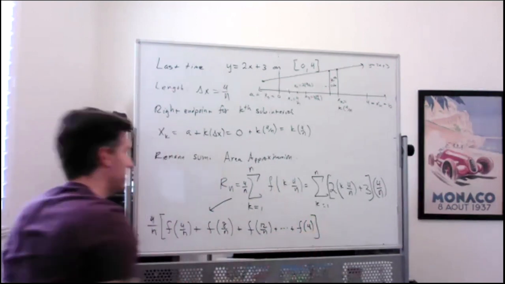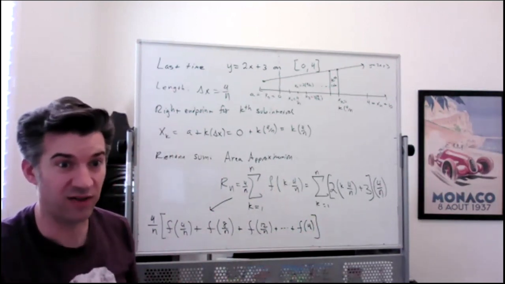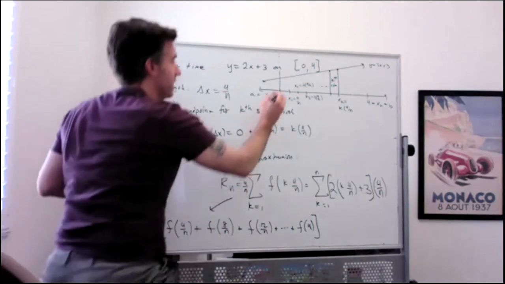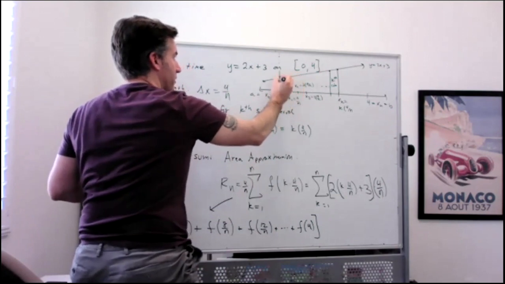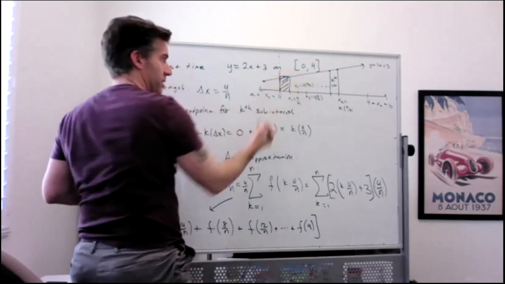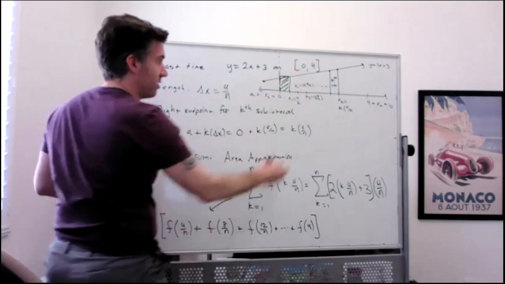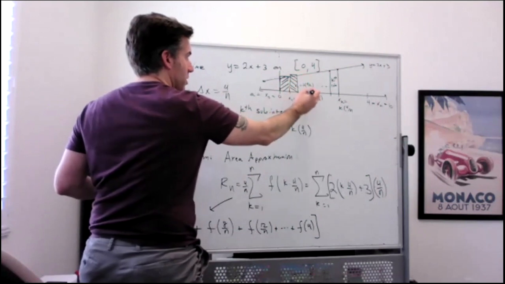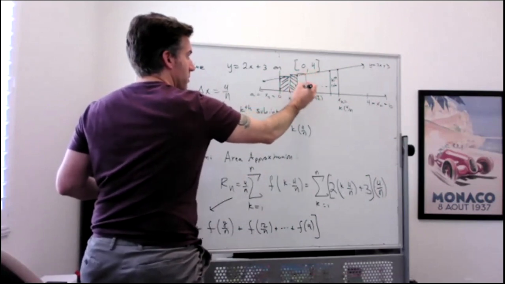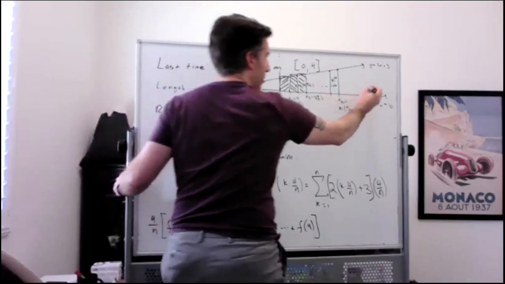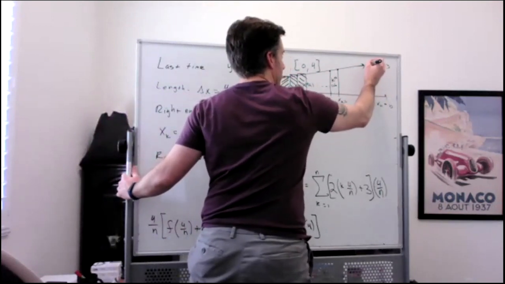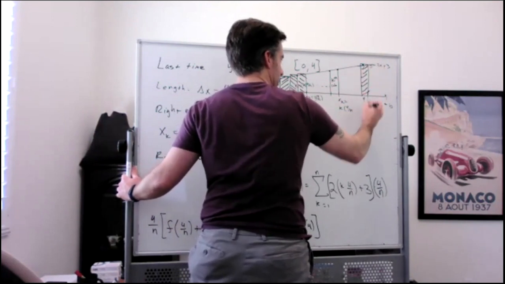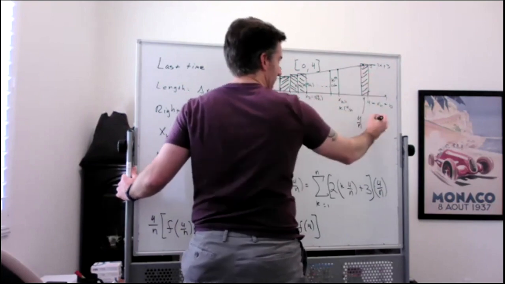Basically, I just want to remind you, we are just finding all the areas of the rectangles. This first expression, 4 over n times f of 4 over n, is just the area of this first right-hand rectangle. 4 over n times f of 8 over n is the second right-hand rectangle, and so on, all the way to the kth one, all the way to the very last one. That last one is 4 over n times the height, which is f of 4.